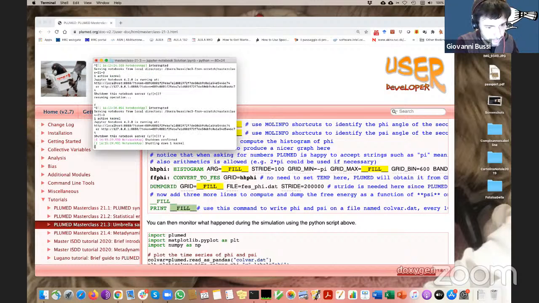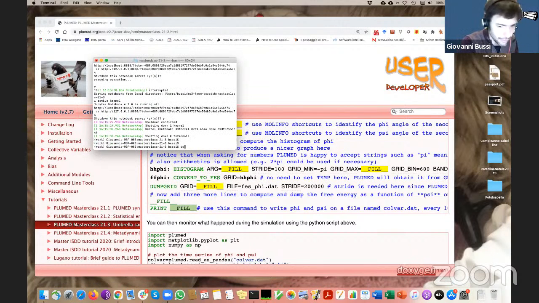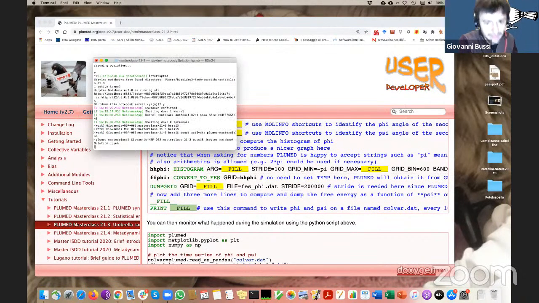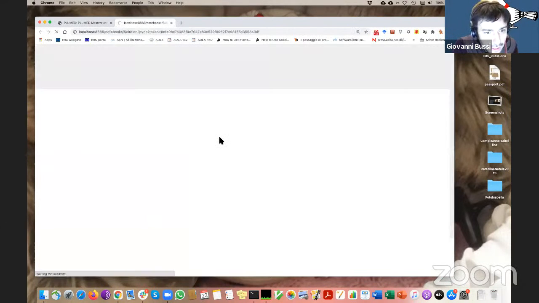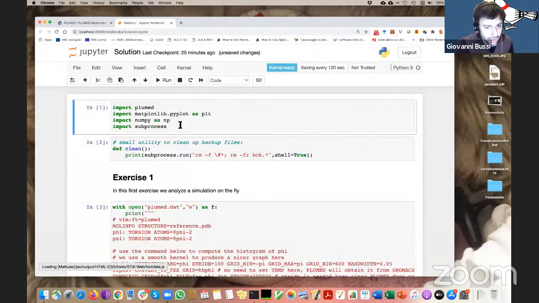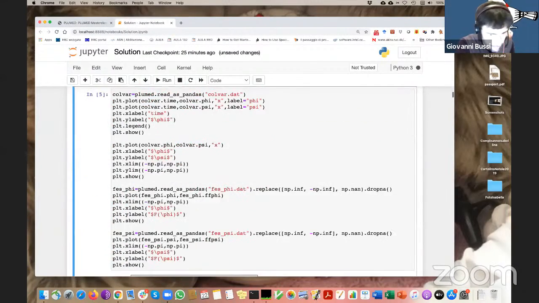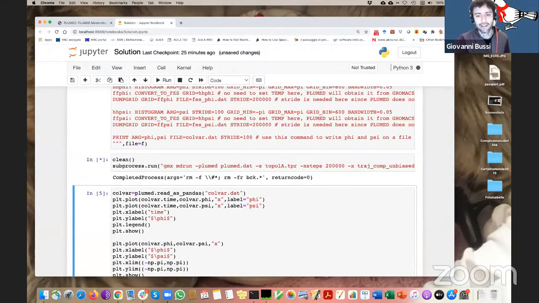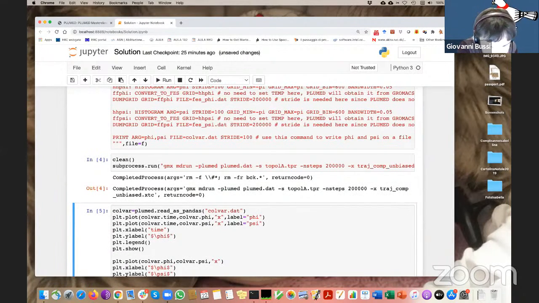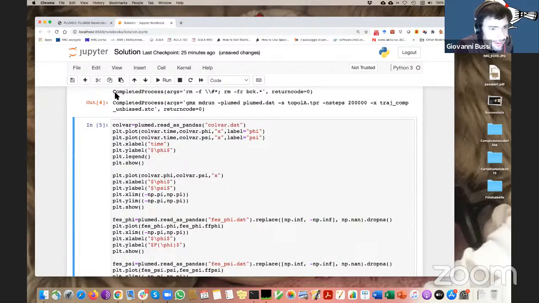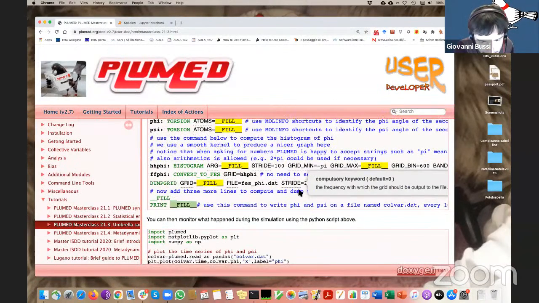Let me kill this. Okay, conda activate PLUMED Masterclass. Great. I was using a wrong environment where the correct version of GROMACS was not installed. So let me go again through this. And now this is running. Okay, it will take a few seconds. Great, return code equal to 0. Great, so let's see what's next.